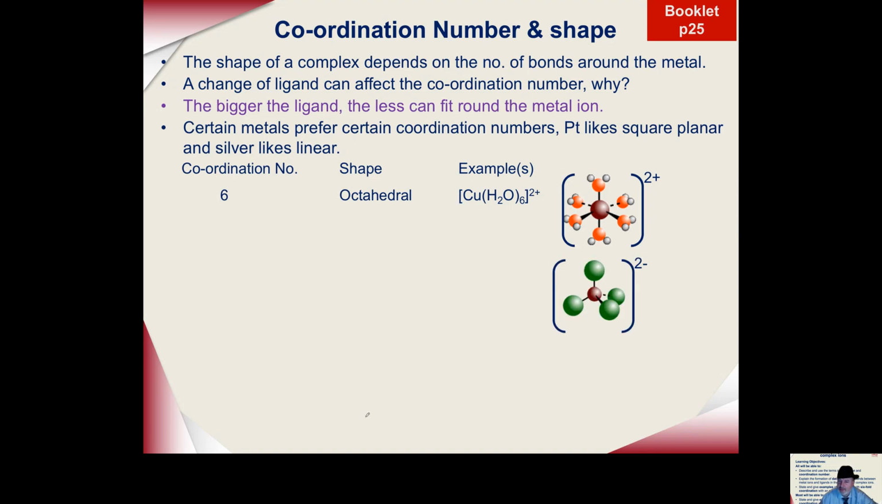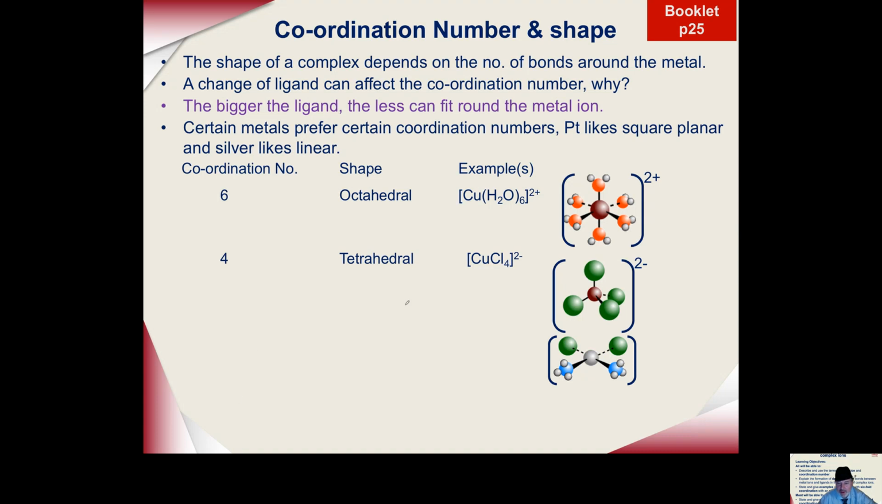Now let's have a look at this one. Ooh, a 2- one. This is tetrahedral shape. It's tetrachlorocopper. We've got 4 chlorines, tetra, so it's tetrachlorocopper. And it's 2-.